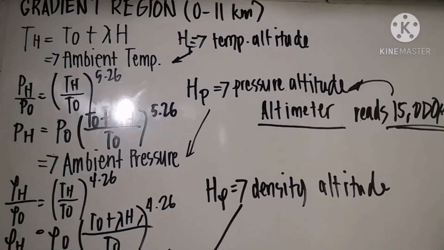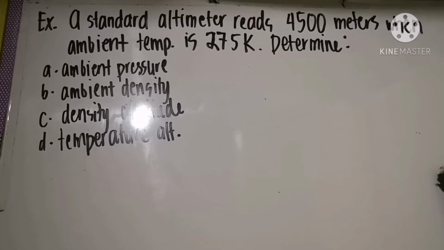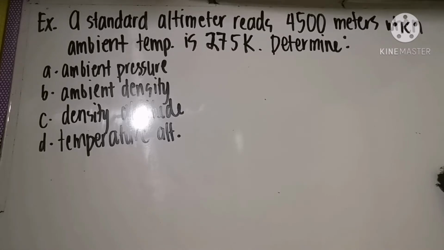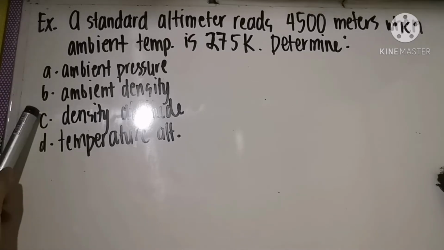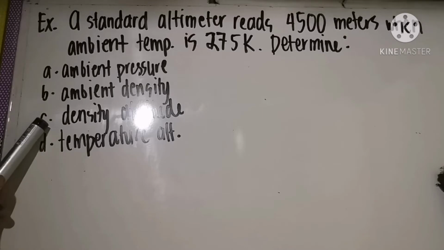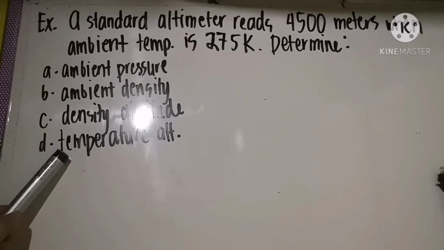So, for example, para mas maintindihan natin, I will give you an example. So, for example, a standard altimeter reads 4,500 meters when ambient temperature is 275 Kelvin. Determine the ambient pressure, the ambient density, the density altitude, and then the temperature altitude.